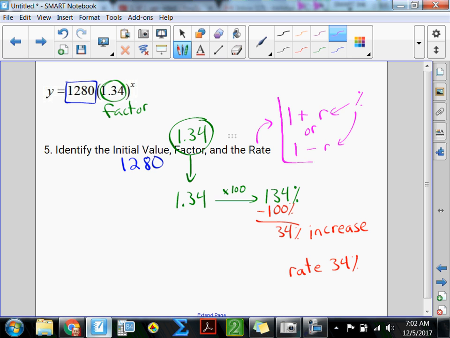Another way is if you use this idea of the 1 plus r or 1 minus r. Because you know it's growth, you could say that 1 plus r equals 1.34. The 1 minus r would be for decay, the 1 plus r would be for growth. So you put these two ideas together, and if you subtract 1, you get r equals 0.34. 0.34, again, as a percent, you can multiply by 100, and you get 34%.